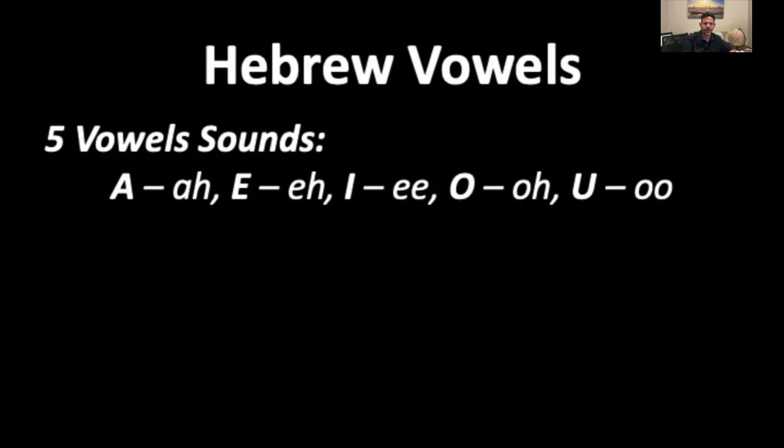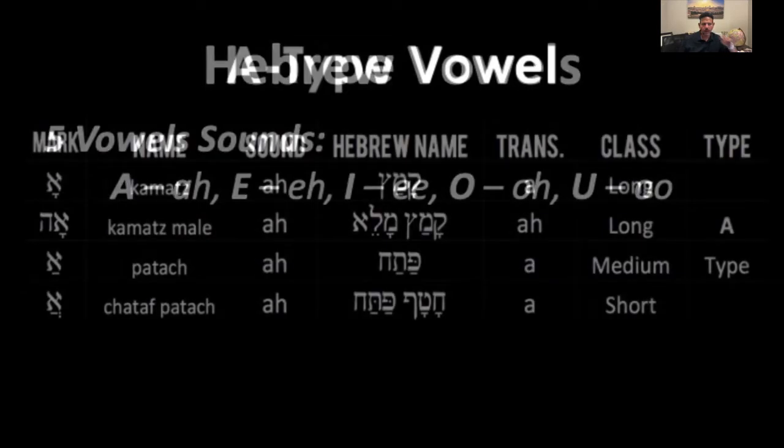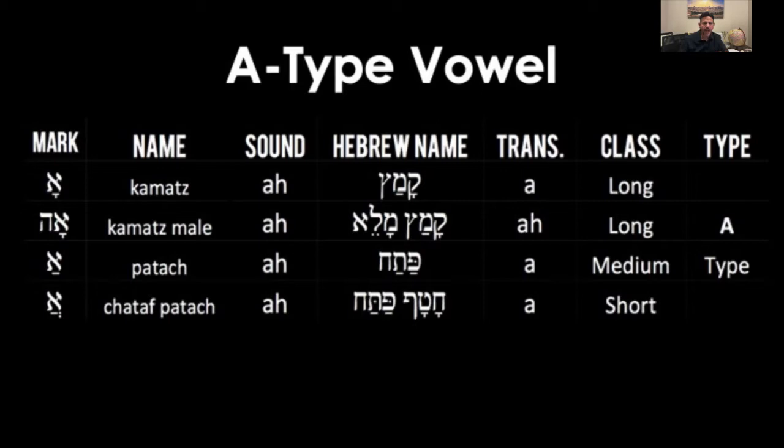So let's take a look at these sounds, and we're going to start with the A vowel, which would be pronounced A. And then we have long, medium, and short. When we're looking at the vowel, we actually look at it underneath the letter.